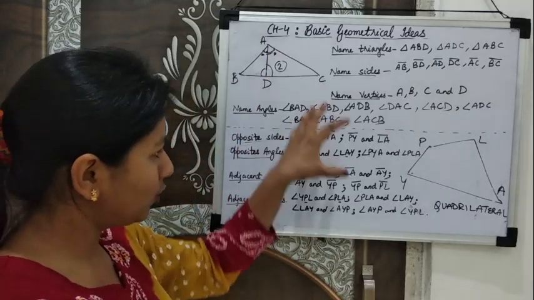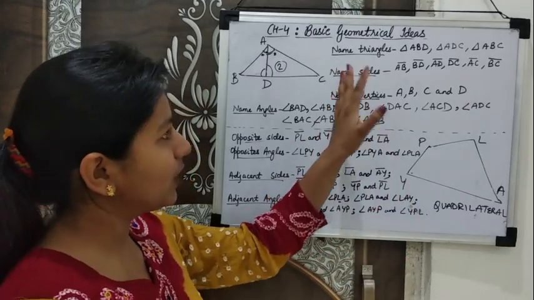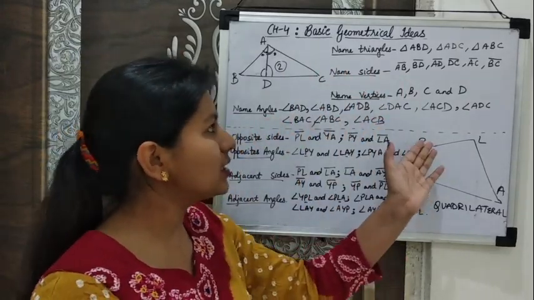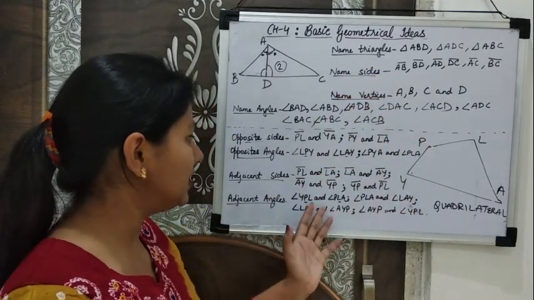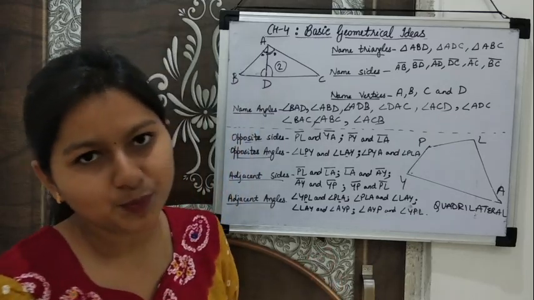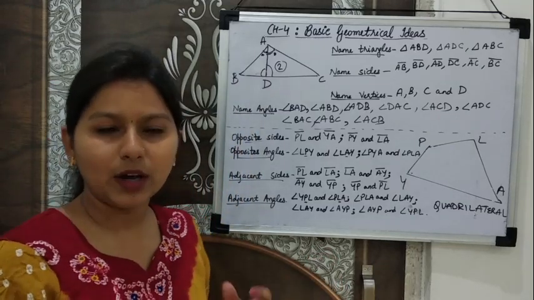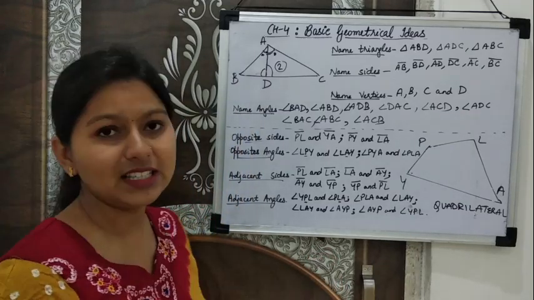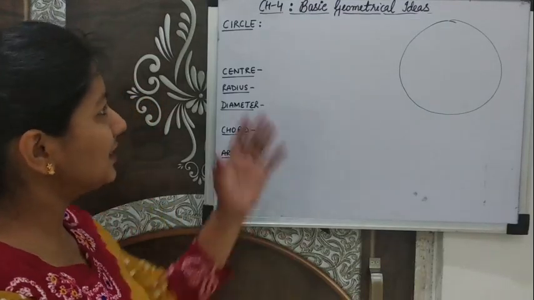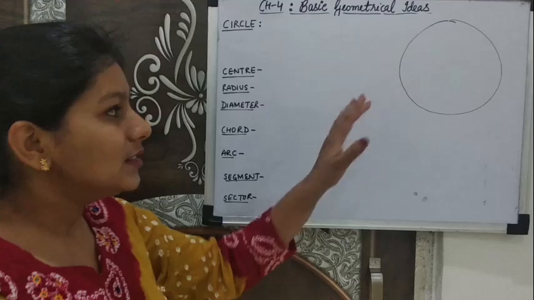So I think now you all have understood how we can name different triangles, how we can name different angles, how we can name different sides, adjacent sides, opposite sides, adjacent angles and opposite angles. Now one more topic of this chapter is left, that is circle. Here we are having one more topic of this chapter, that is circles.